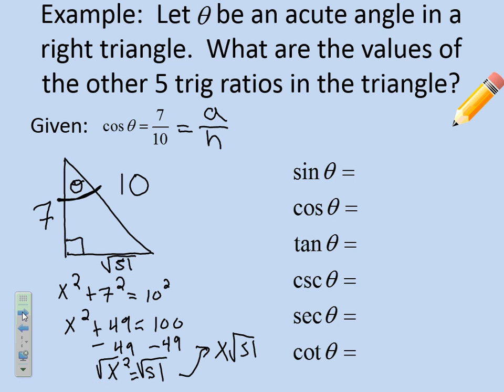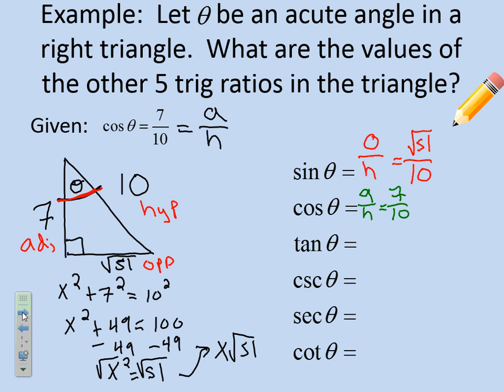So I know before we go, this is the opposite, this is the adjacent, and this is the hypotenuse. Now, sine is opposite over hypotenuse. So if I look at this one, opposite is the square root of 51 all over my hypotenuse, which is 10. Now, cosine is adjacent over hypotenuse, so my adjacent is 7 all over 10.